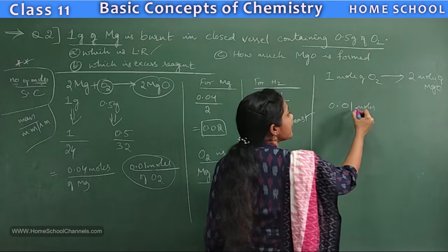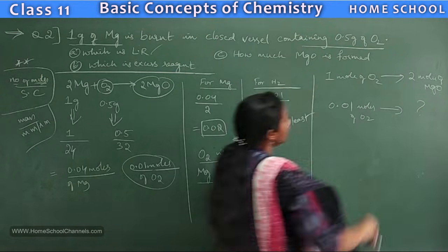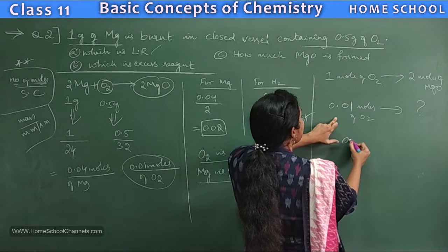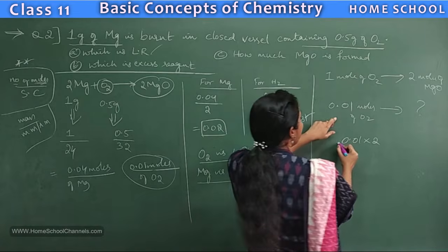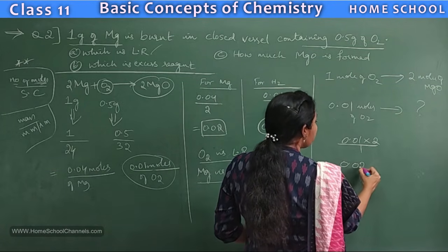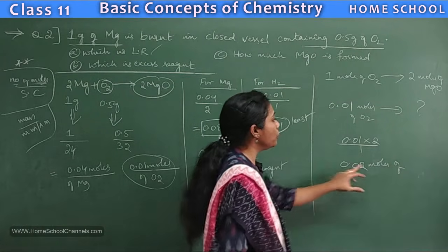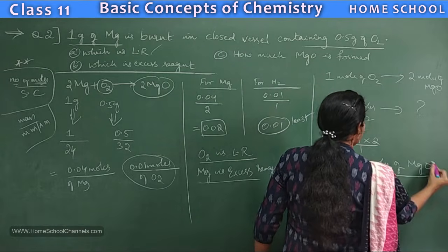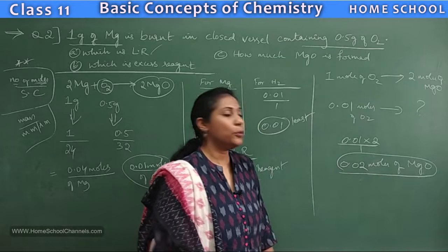So 0.01 moles of O2 would give you how many moles of MgO? Just a cross multiplication. That is 0.01 into 2, divided by 1. So you would get 0.02 moles of MgO. So this is your answer. If they ask for your answer in moles, it is 0.02 moles.